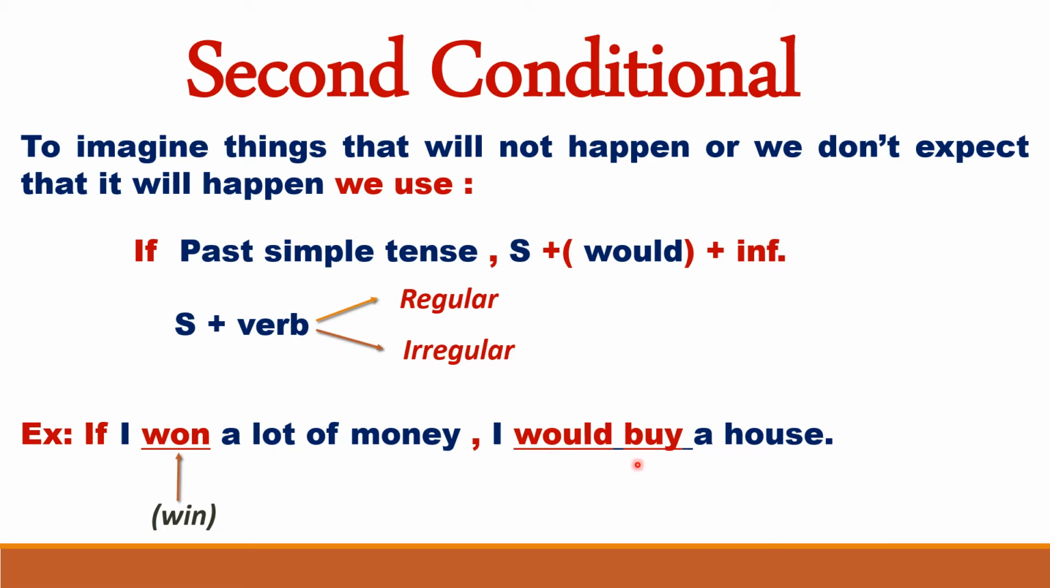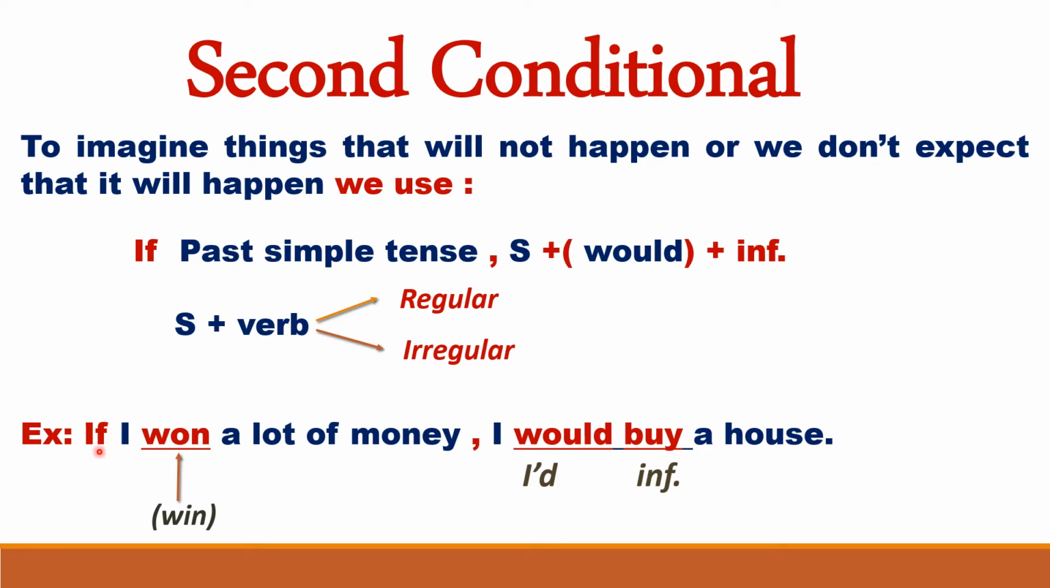Subject would plus infinitive: buy a house. So we see here I would buy. I can say I'd in contraction way, meaning instead of I would I can shorten it and say I'd. And we see here buy is the infinitive. So if I won a lot of money, I would buy a house.